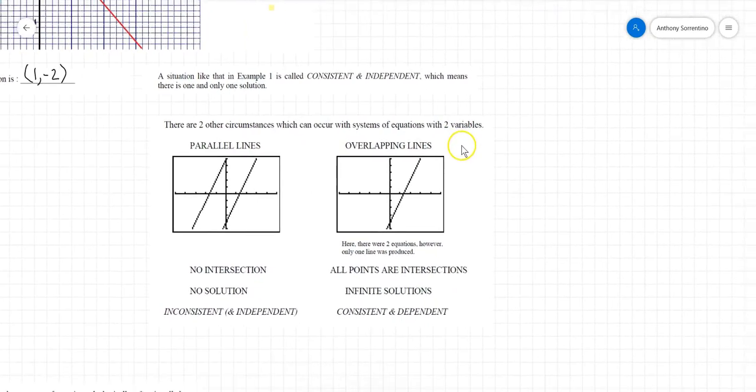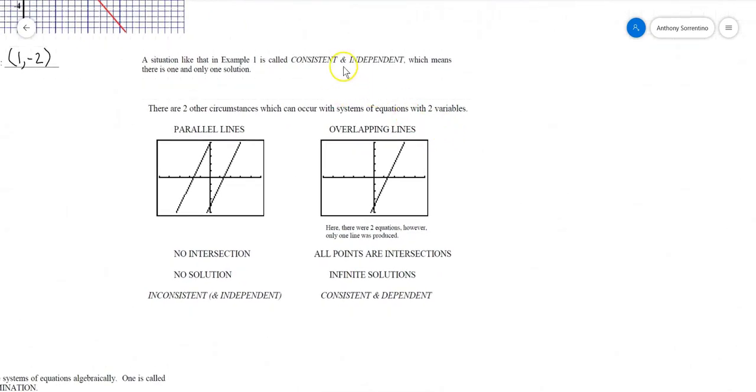A situation like the example we just did is called consistent and independent. That means I have one and only one solution. That's what consistent and independent mean. One and only one solution.